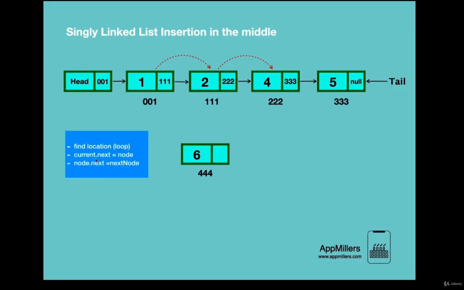So the next step in our algorithm, we need to set the current node's next node to this node. So we will update the current node's reference over here to 444, which is the physical location of the newly created node over here. So by updating this physical location to here, we are creating a connection between this node and this node over here. So we are creating a connection between node 6 and node 4 over here.